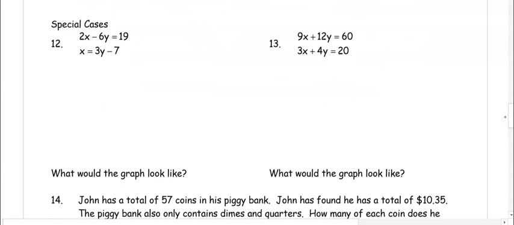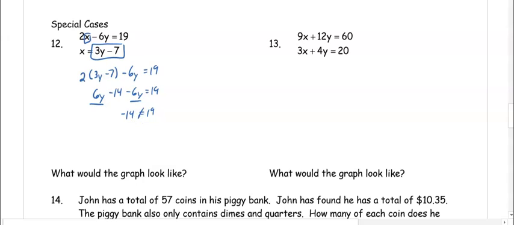So in 12, let's look at our special cases, even though we just did a special case. So in number 12, we can solve this by substitution. So I'm going to put 3y minus 7 in for x. 2 times 3y minus 7 minus 6y equals 19. 6y minus 14 minus 6y equals 19. We combine the y's. We're left with negative 14 equals 19, which is not true. So this is a no solution. If we were to graph this, it would look like parallel lines.